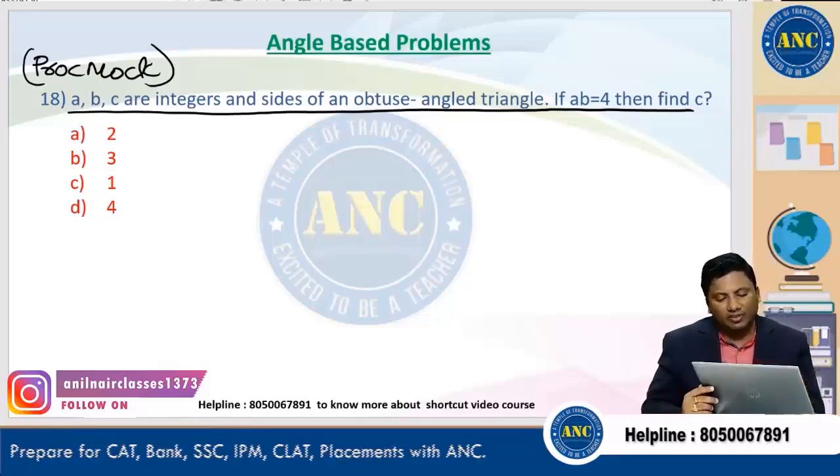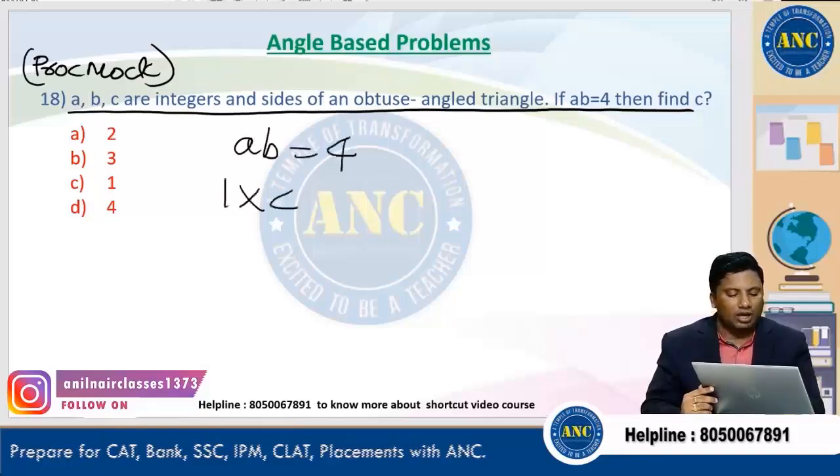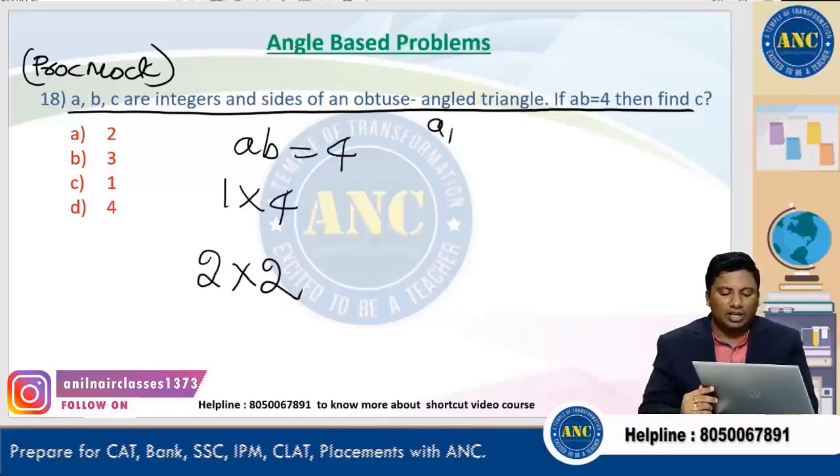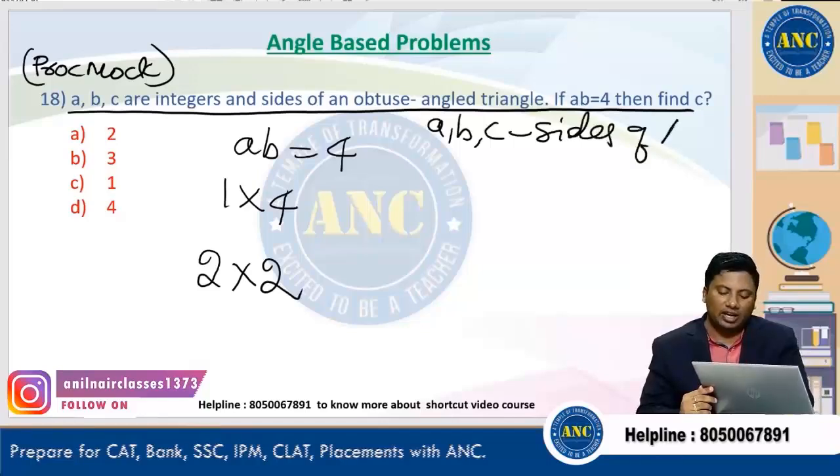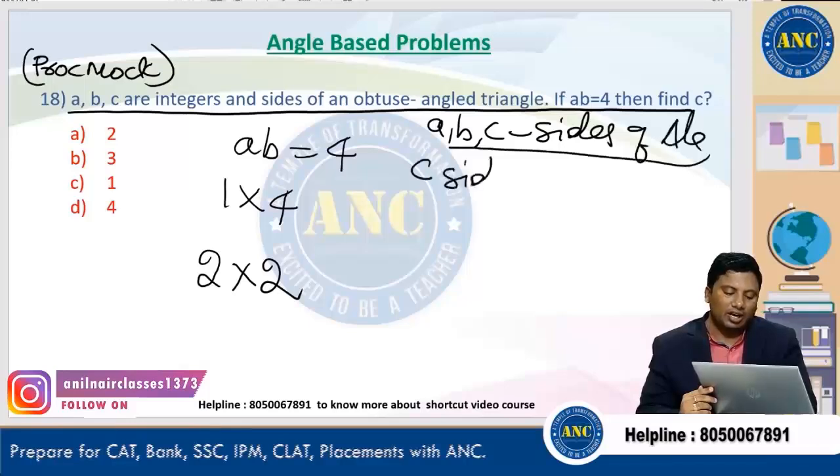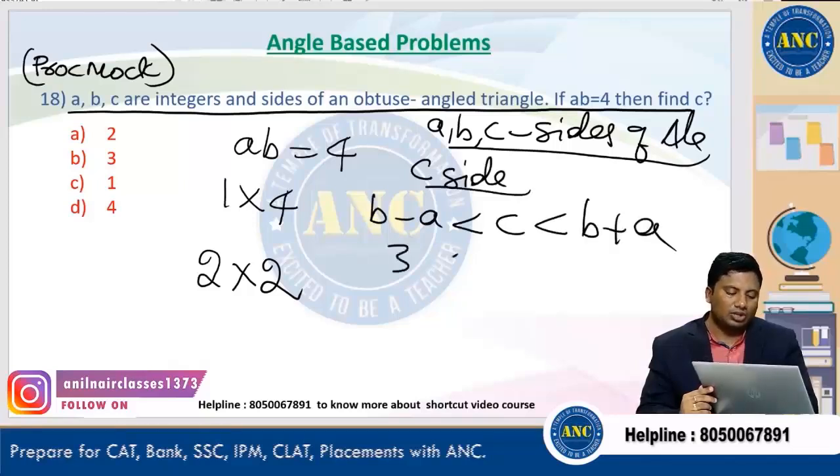This is also one of the doubts asked by a student. ABC are the sides of a triangle. AB is equivalent to 4, which is 1 into 4 and 2 into 2. If ABC are the sides of a triangle, what will be the third side? Third side will always lie from B minus A less than C less than B plus A. So 3 less than C less than 5.